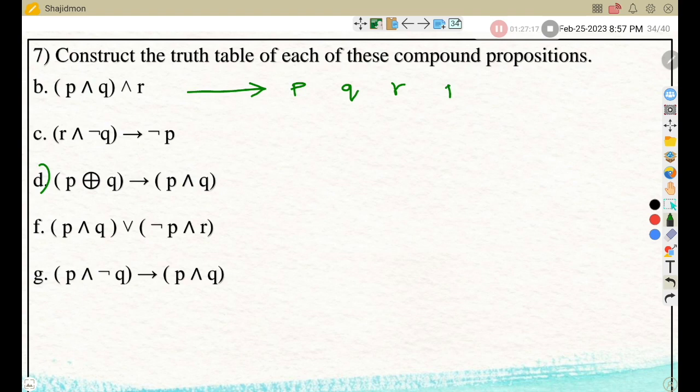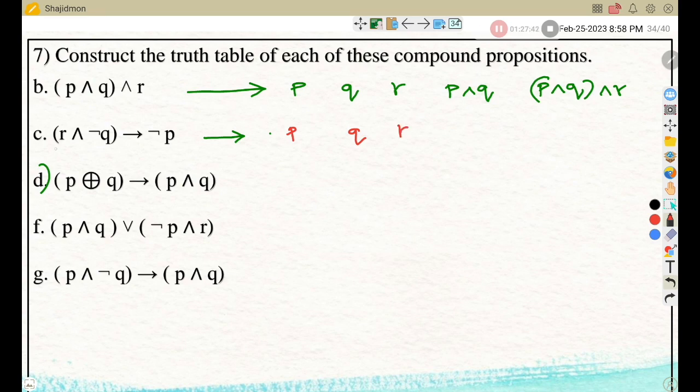After that P and Q, okay, because first bracket. Then P and Q and R, correct? One by one we can prepare. Now here, when we are doing this one, first 3 variables are there. So we can write P, then Q, then R.